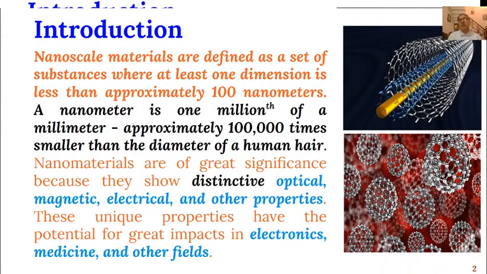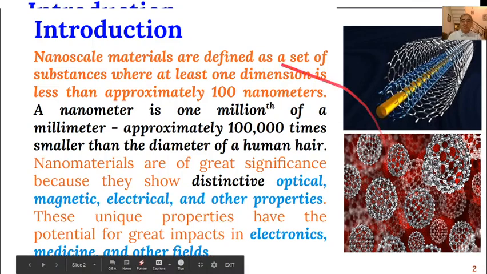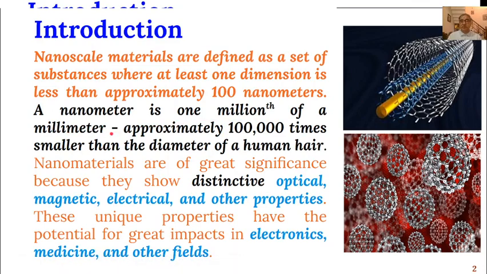Nanomaterials are defined as a set of substances in which at least one dimension is less than approximately 100 nanometers. That means a nanometer is 1 millionth of a millimeter, approximately 1 lakh times smaller than the diameter of a human hair. So this is the minuteness of these nanoscale materials or nanomaterials.